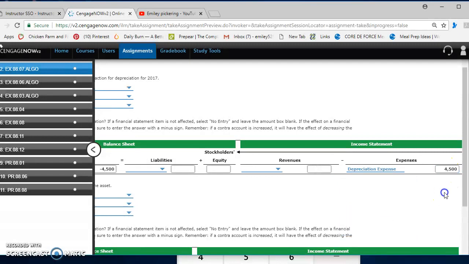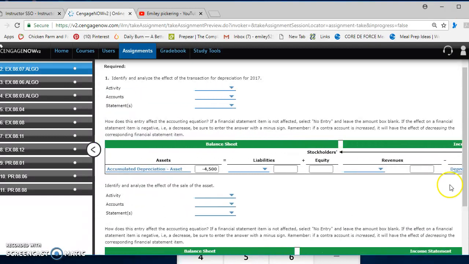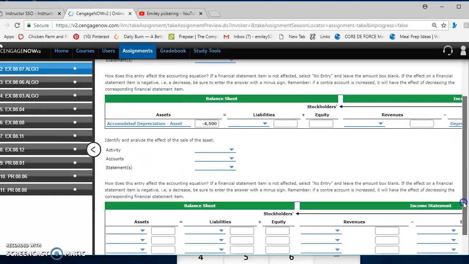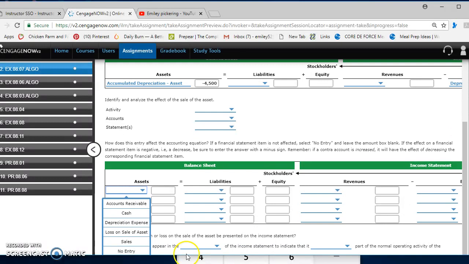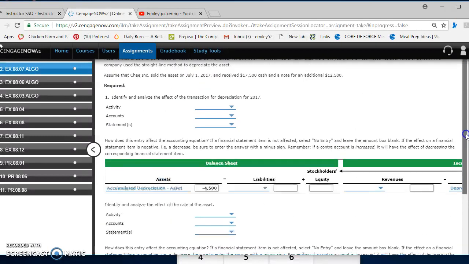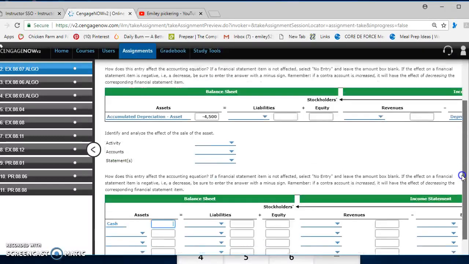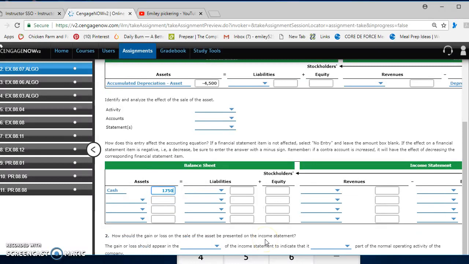$4,500. So that's what we would make just for 2017. For 2015 and 16, it would be the full $9,000, but we're selling it in the middle of the year. And then when we actually sell the asset, we're going to get rid of the asset. Let's talk about it: we received our cash. Our cash went up by $17,500.